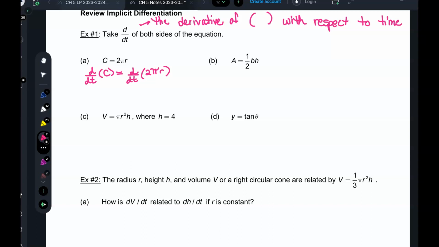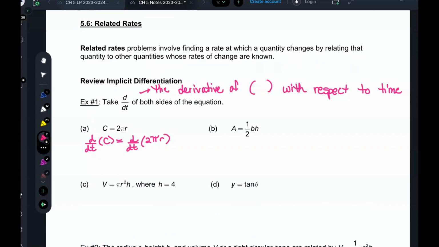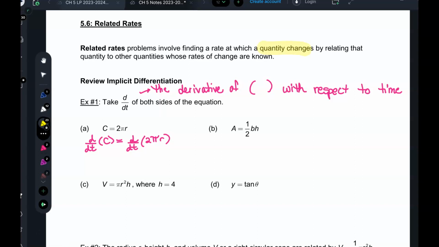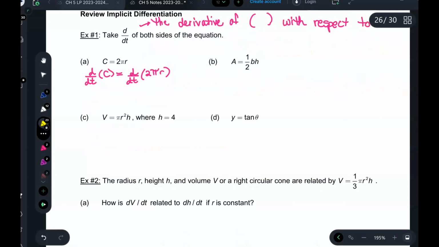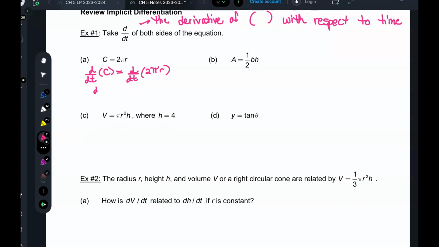So why would we not just do dx or dr? What was the lesson named? Related rates. Rates are time, right? Quantity changing. So d dt of c is dc dt, right? If I say what's the derivative of y, it's just dy dx. If I say take d dx of y, that's just dy dx.